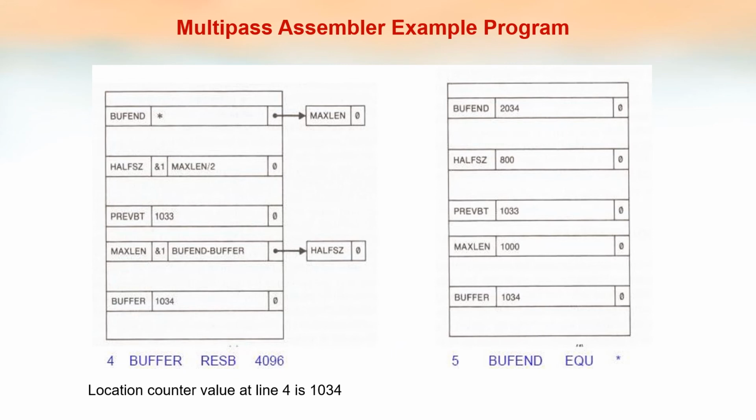So now the fourth pass. The fourth line from the question is buffer reserve byte 4096. So now I have to process this, and one more additional piece of information is given in the question, that is the location counter value at line 4 is 1034, which means at this line the address value is 1034. So at this point we have got the value of buffer, which is 1034. So I can recursively obtain all the other values. I can replace the defining expression and substitute the value of buffer as 1034.